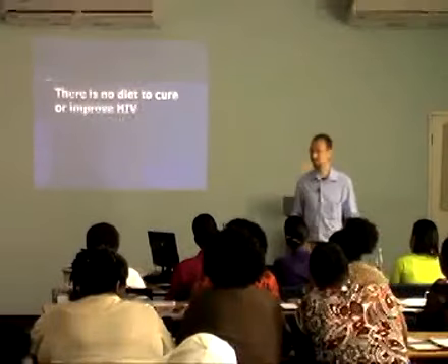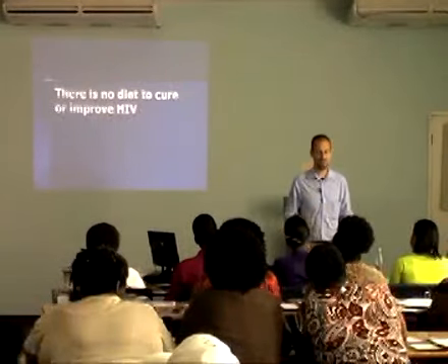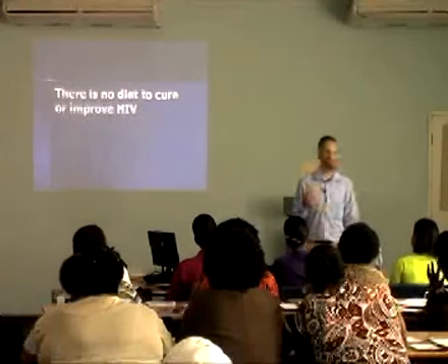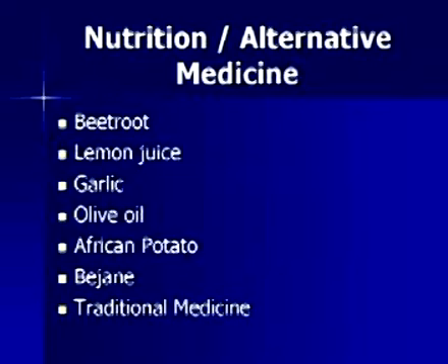Of course, it can lead to other health problems: heart disease, high blood pressure, high cholesterol. But in terms of HIV, it really does not impact the disease unless you're malnourished. So, contrary to what the previous Minister of Health used to say, beetroot, lemon juice, garlic, olive oil, African potato. Well, actually, most of these things taste very nice. I like to put a little olive oil and garlic on some of my food. They taste fantastic, but they don't do anything for HIV.